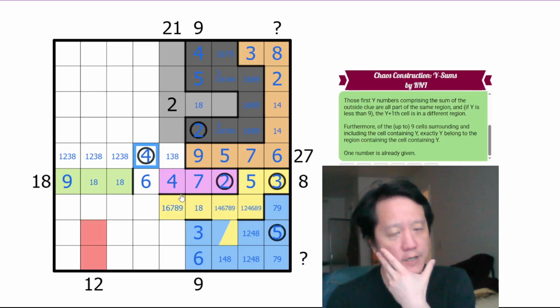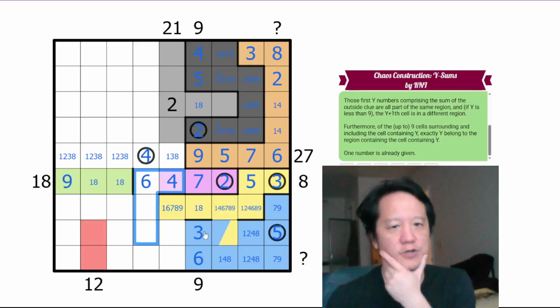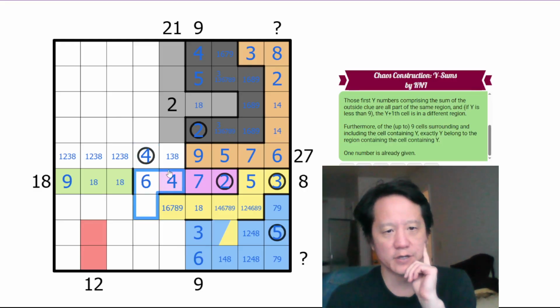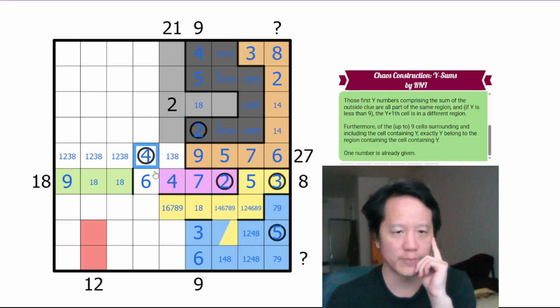So pink cannot go here. Pink has to go down here, because it can't be part of the medium region because they both have 2s, and it can't be part of this cell because it has 4s. This is part of a separate region. So this is definitely pink here, and pink has to go down, which means yellow has to go down because it has to still extend.